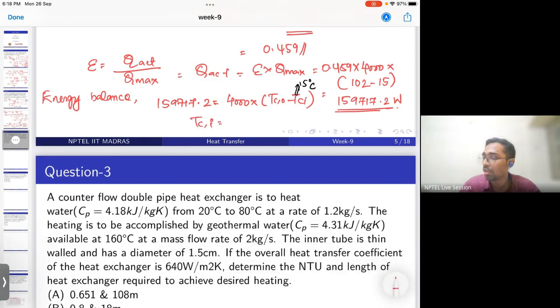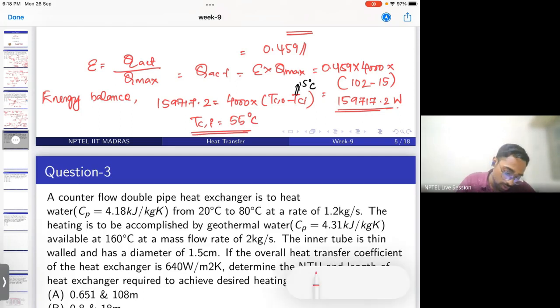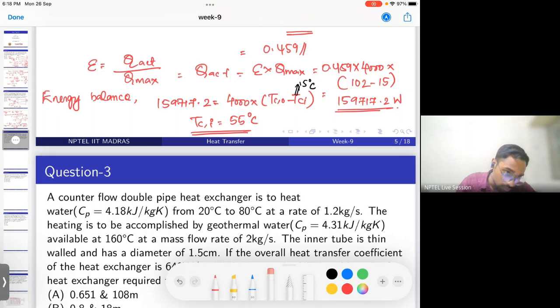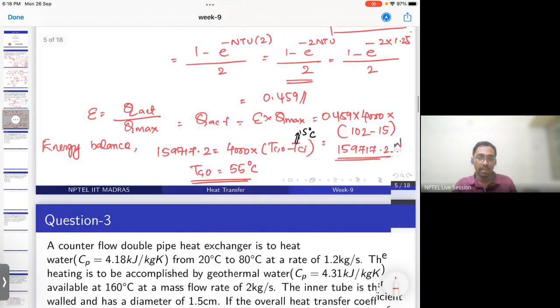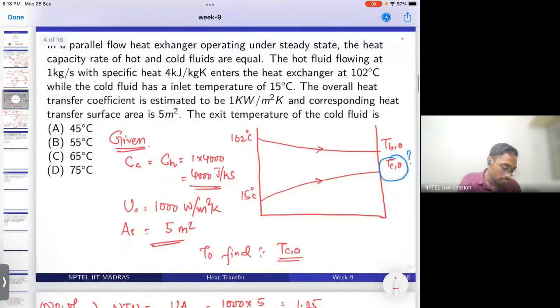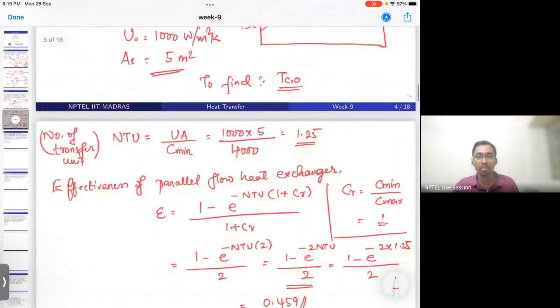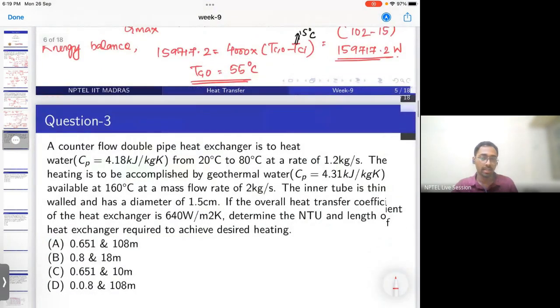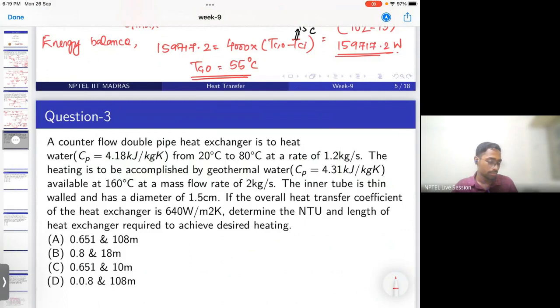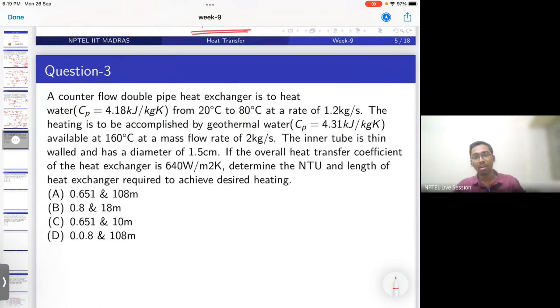So you can calculate it, and at last if you solve this expression, you will get the TCO, sorry, it's TCO as 55 degrees Celsius. Okay, so this is actually how we use the effectiveness NTU method for finding out the outlet temperatures of a heat exchanger, when none of the exit temperatures are given.